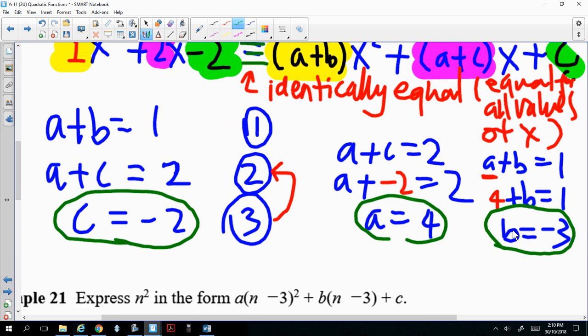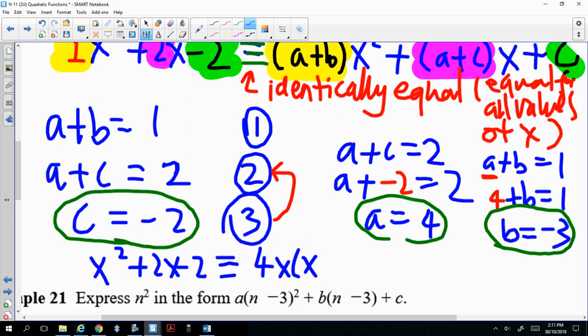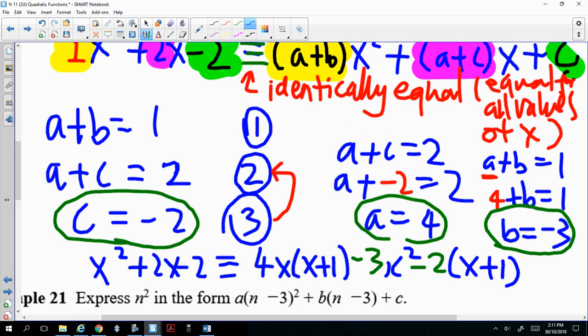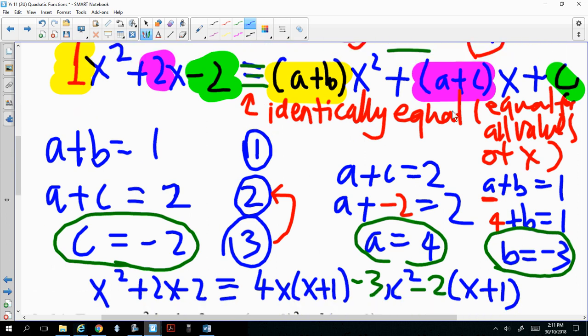Writing the form. In that case, you're going to write x squared plus 2x minus 2 can now be written in the form a, which is 4, x bracket x plus 1, plus b, which is negative 3. Because it's negative 3, you get rid of the plus, which is negative 3 x squared, and then plus c, c is negative 2, so negative 2 bracket x plus 1. Any question? So I have written a quadratic expression into a different quadratic expression, and we use the method of comparing coefficients. Yeah? All right, any question from there?